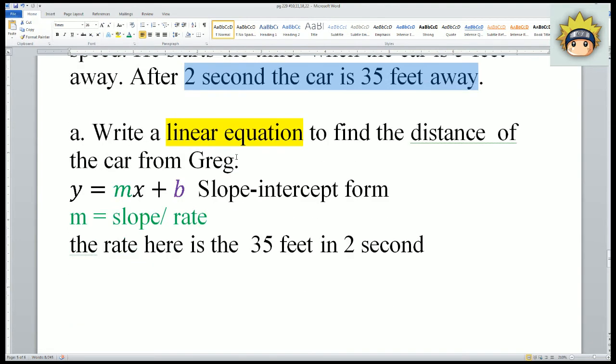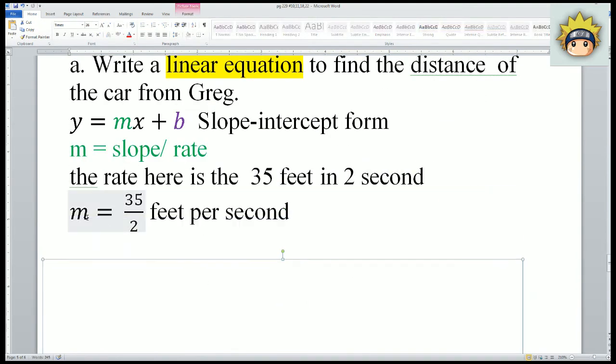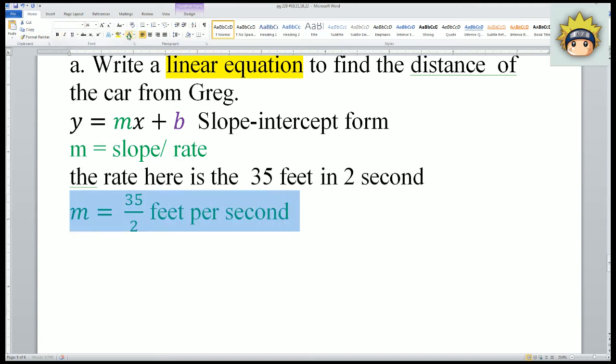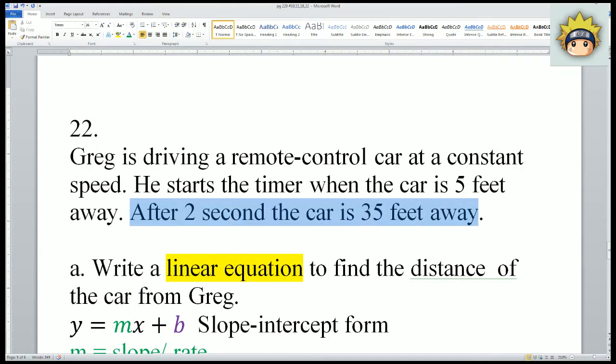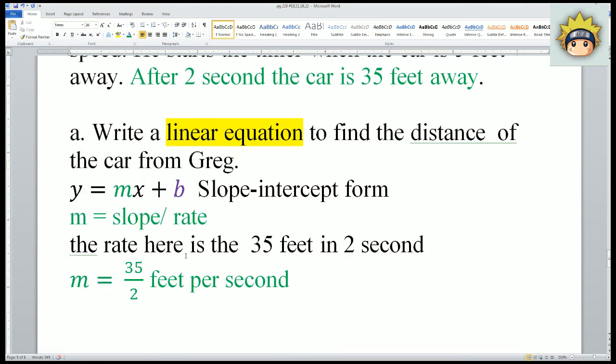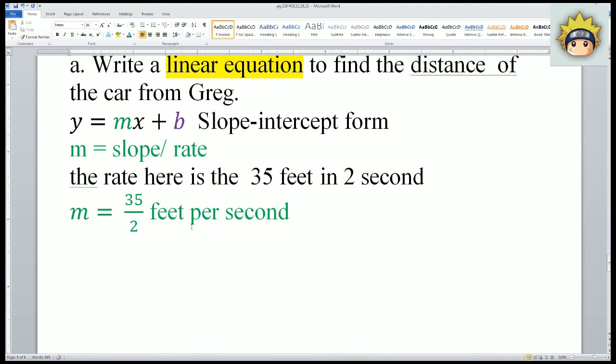You always want to look for a rate. 30 feet in 2 seconds. So that is my slope. m is 30 over 2 feet per second. That is your slope. This is my slope information here. There's nothing else in this description that gives me a rate, which is a distance, like feet, in a certain time, which is seconds.